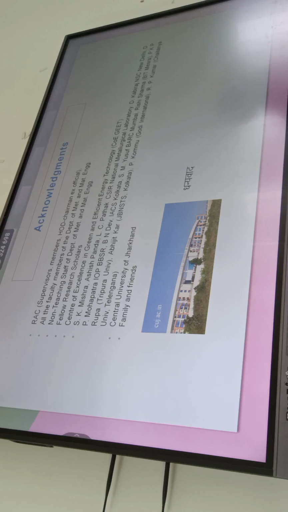Because we will be claiming for this. You don't have to write. Alright. Family and friends. The best thing is that it is a very beautiful photograph.